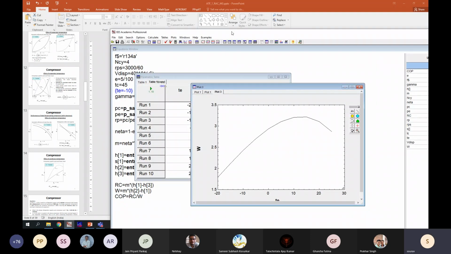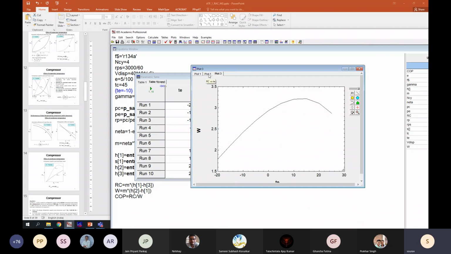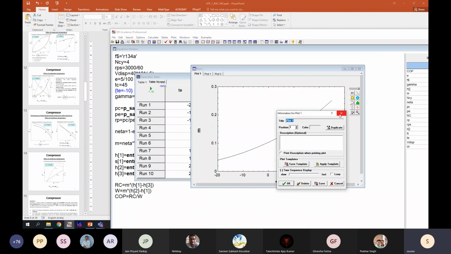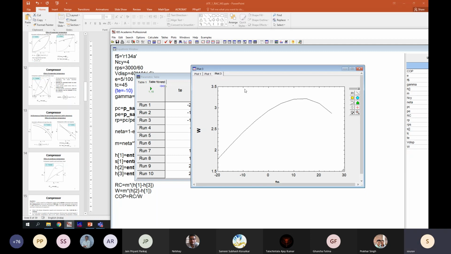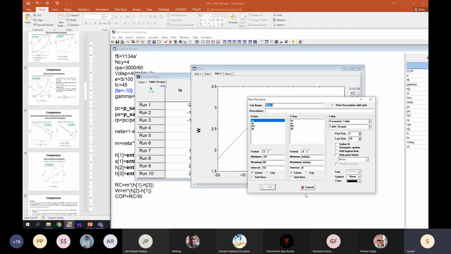Okay, so hopefully now you believe the plots that I have shown. So this is the mass flow rate versus TE. This was the RC versus TE. You see at 10 degrees, if your refrigeration capacity is 20 kilowatt, at 0 degrees, it is close to 12. At minus 10, it is maybe about 5. Okay, so it is very sensitive. And this is the work of compression. Okay, and one thing which is remaining is the COP. Okay, I forgot to add COP here.